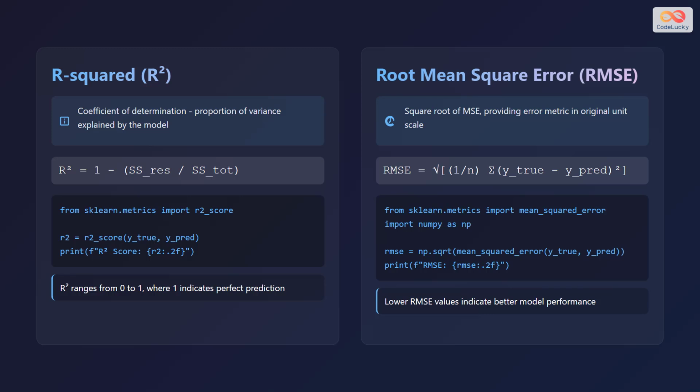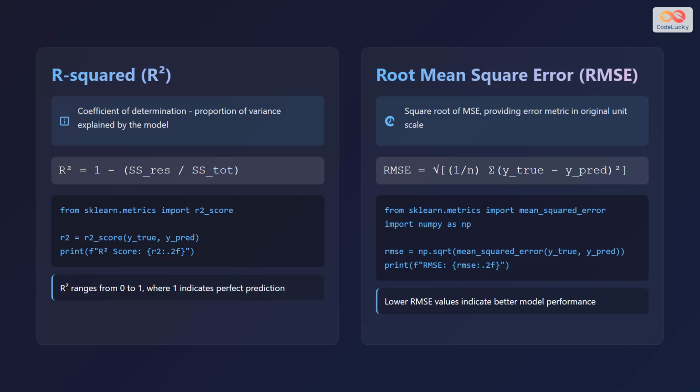Next, let's discuss root mean square error, also known as RMSE. Root mean square error is the square root of MSE, providing an error metric in the original unit scale. The formula for RMSE is RMSE equals the square root of the quantity 1 divided by n times the summation of y_true minus y_predicted squared.